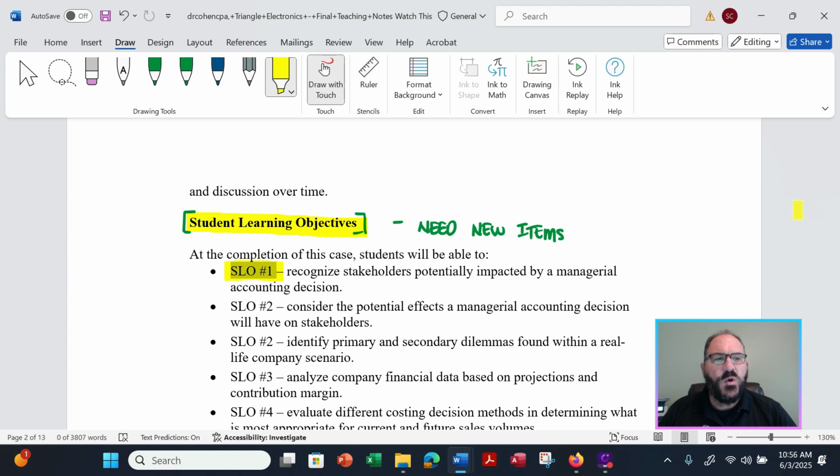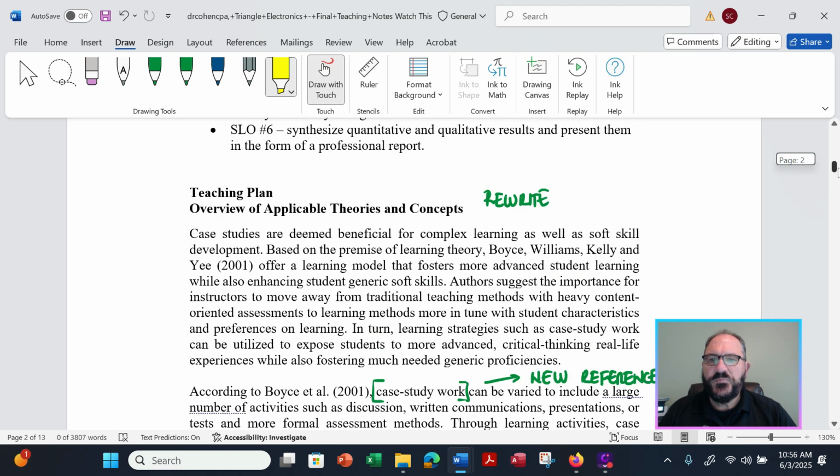So again, on the student learning objectives, you probably want to have 4 to 6 of them, okay? Now this next part, overview of applicable theories and concepts. The first part regarding case studies is going to be similar. The first part talks about why do we use case studies? You could read through here, but you're going to have to find different references, okay? Maybe even case studies in marketing would be even better, okay?